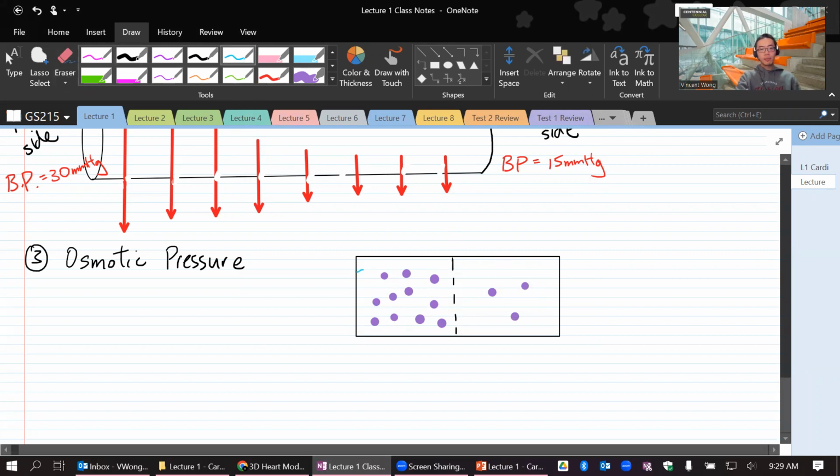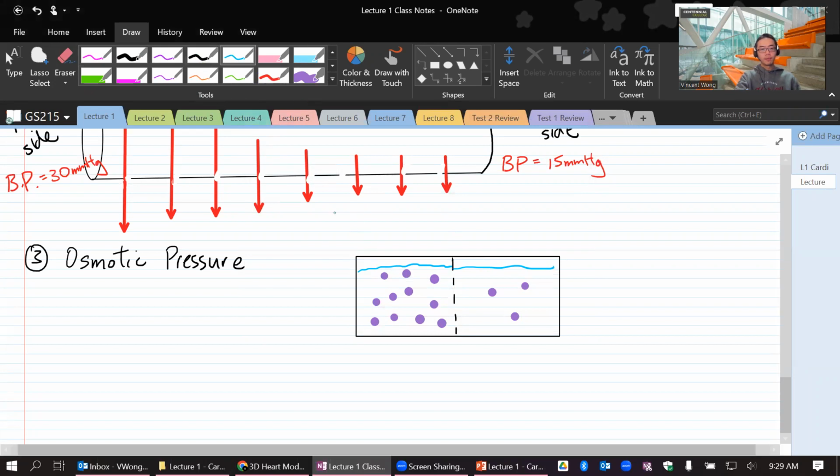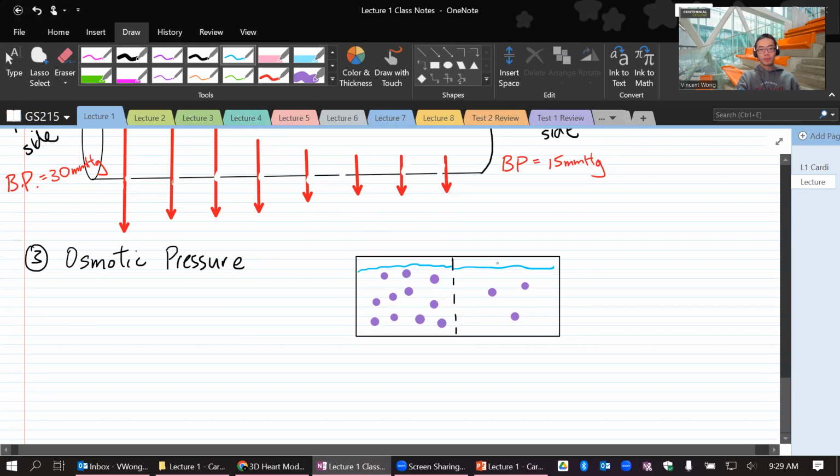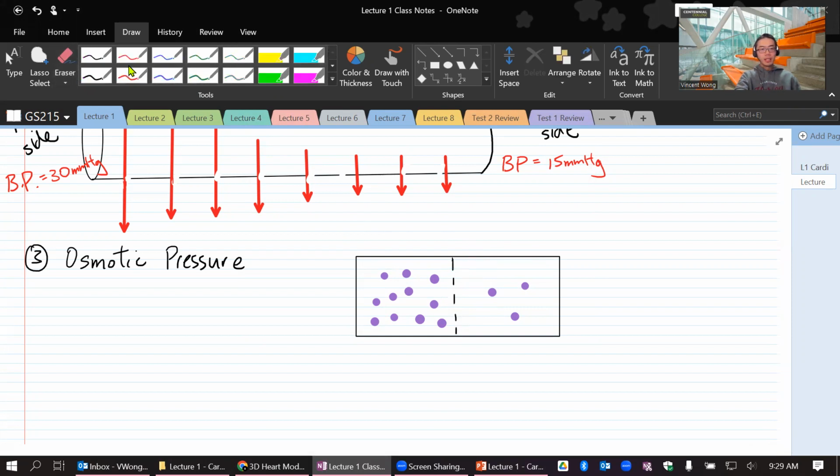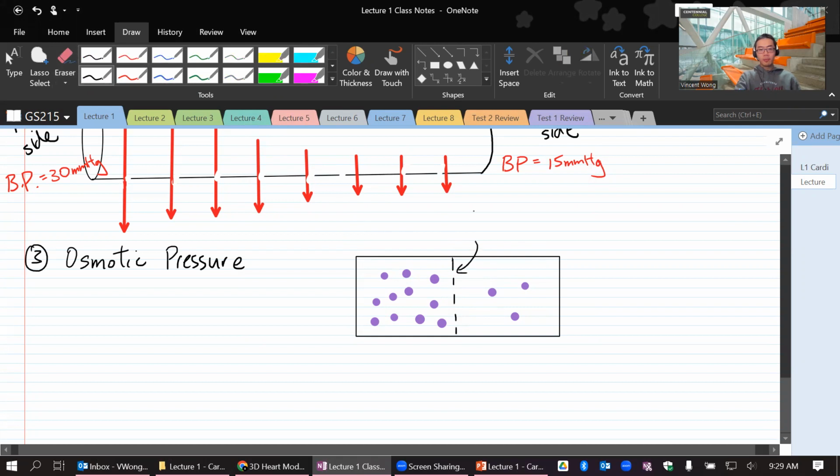And then let's say the chambers are filled with water. I'm just going to tell you it's filled with water. You don't have to draw the water. And here is a membrane. Here is a selectively permeable membrane, which only allows water to pass through.